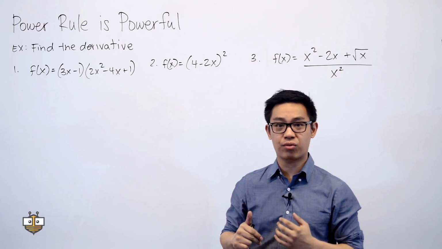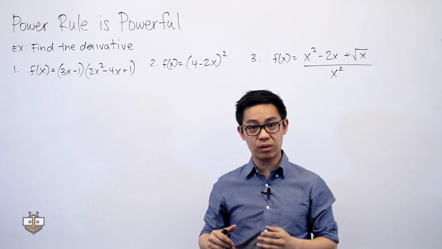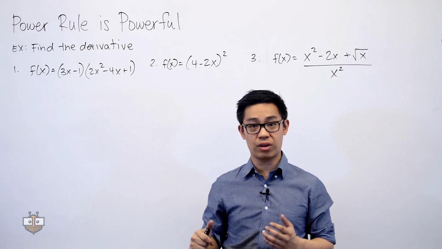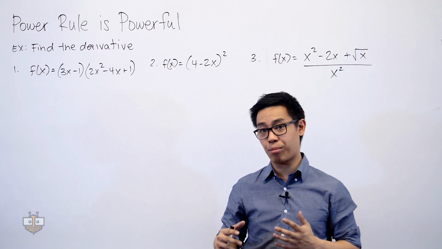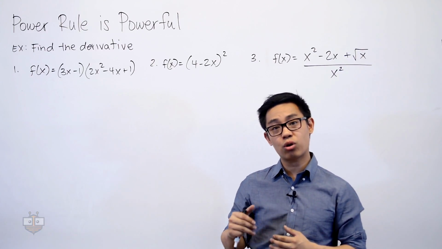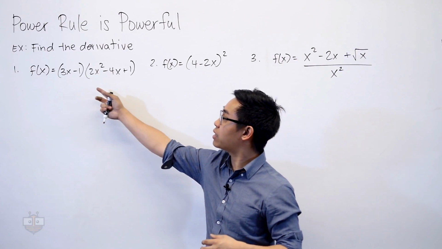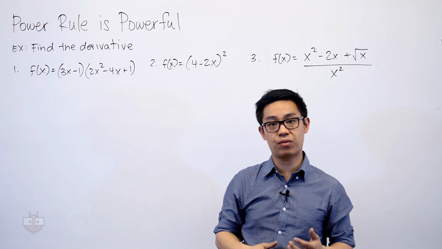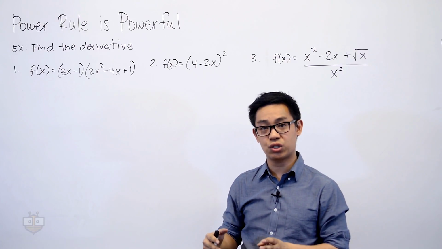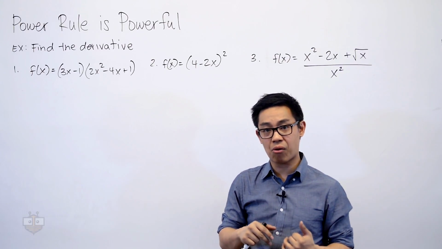Out of our basic derivative rules, power rule is definitely the one that can help us take the most derivatives. It's the most useful. It's very, very powerful. However, in order for you to use power rule, you have to set yourself up in order to take the derivative of even complicated functions. You have to turn the function into a sum or difference of powers.